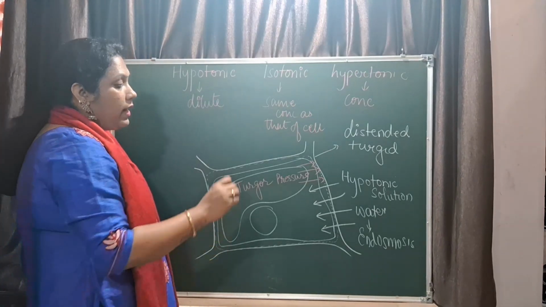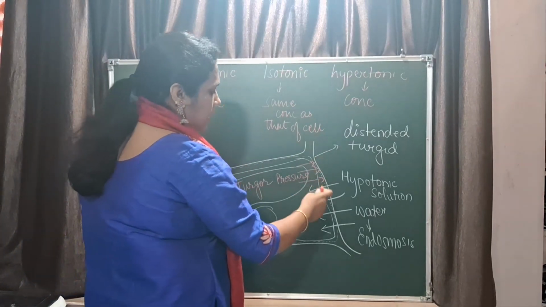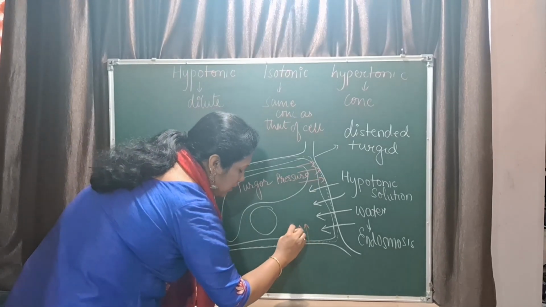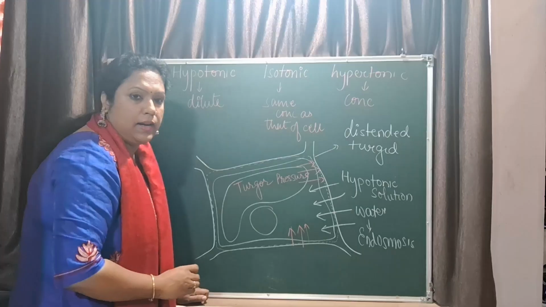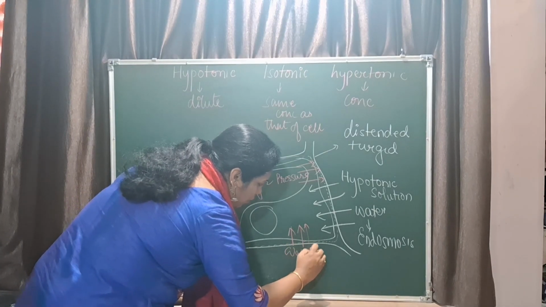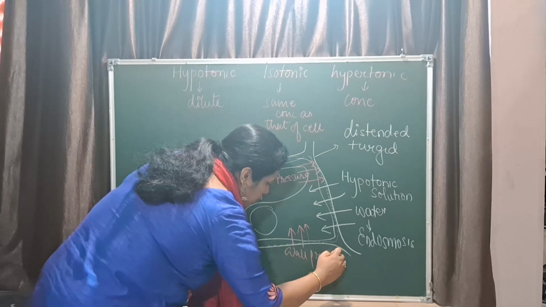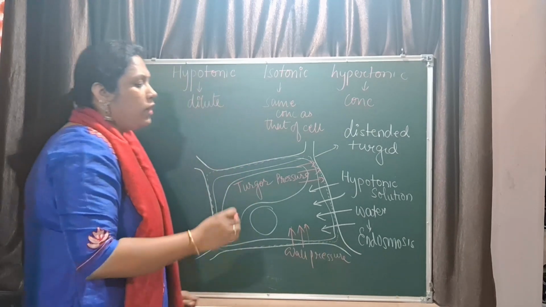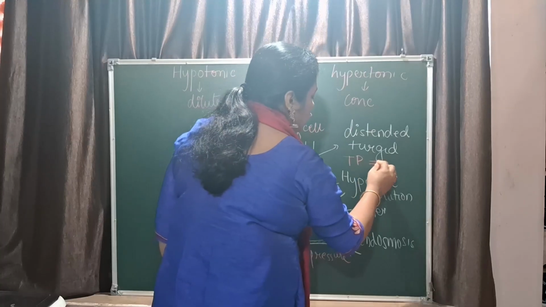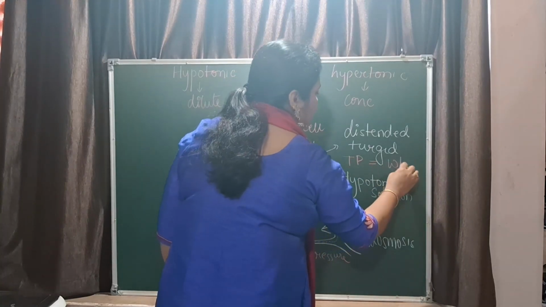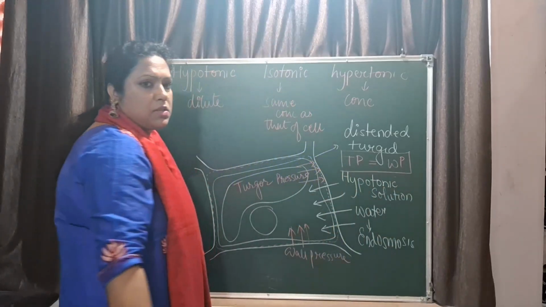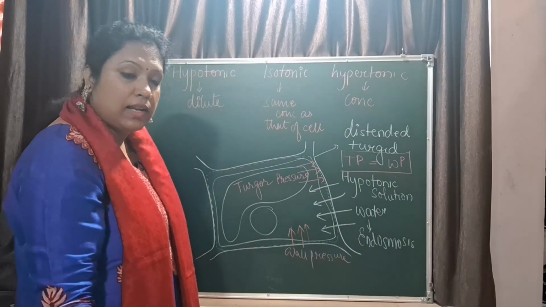Is that clear? At the same time, to keep the cell intact, the cell wall also exerts pressure on the inner content of the cell. This is called the wall pressure. So, in a fully distended cell, the turgor pressure is equal to the wall pressure. Is this understood? The turgor pressure is equal to the wall pressure for a fully distended cell.